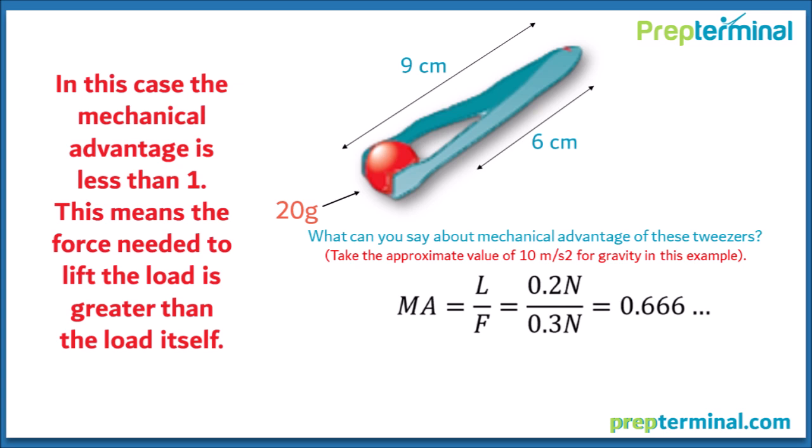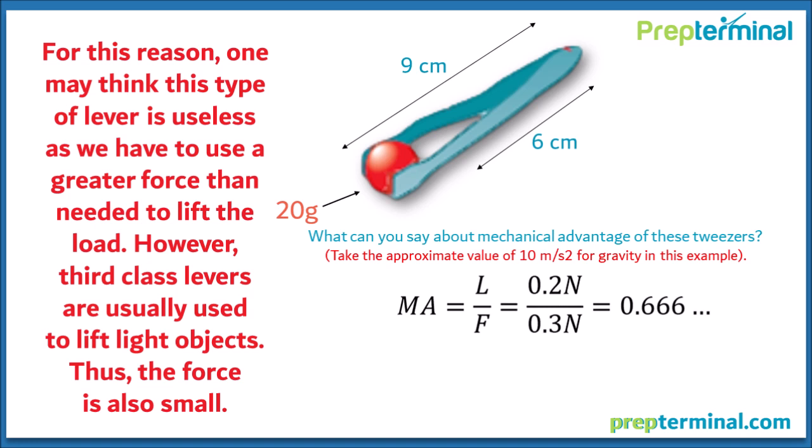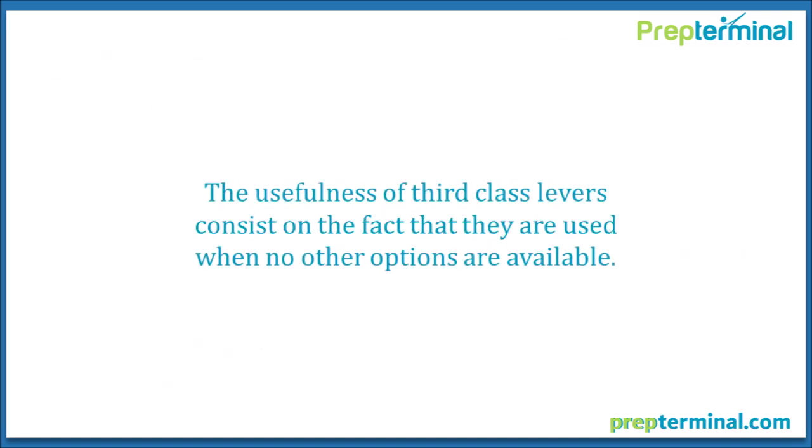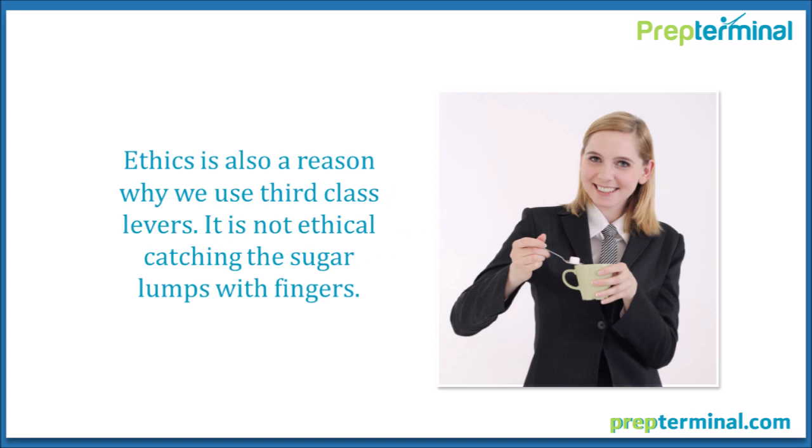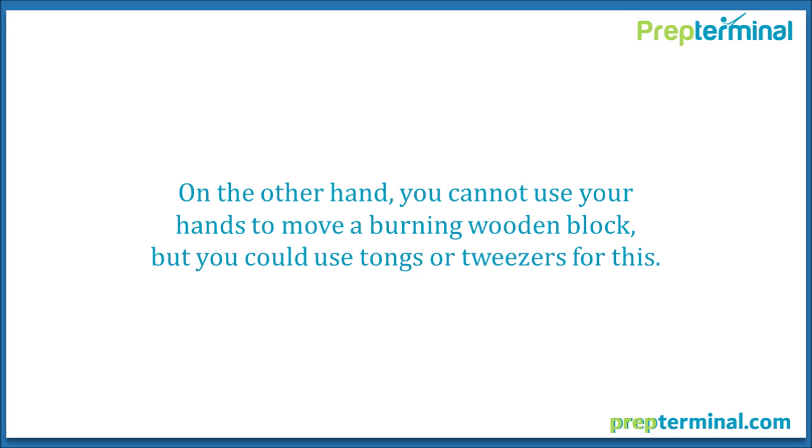For this reason, one may think that this type of lever is useless, as we have to use a greater force than needed to lift the load. However, third-class levers are usually used to lift light objects. Thus, the force is also small. The usefulness of third-class levers consists in the fact that they are used when no other options are available. Ethics is also a reason why we use third-class levers. It is not ethical catching sugar lumps with your fingers. On the other hand, you cannot use your hands to move a burning wooden block, but you can use tongs or tweezers for this.